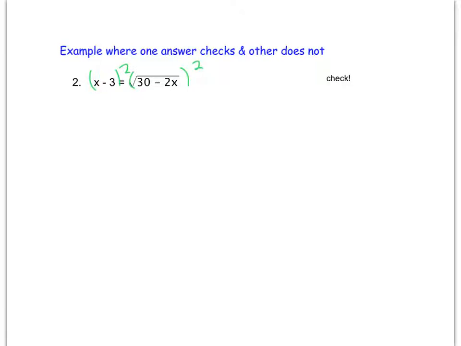On the left side, I have x minus 3 squared. And on the right side, the square root of something squared is just whatever's inside the radical, so I have 30 minus 2x. On the left side now, we need to FOIL, so go ahead and FOIL that out.